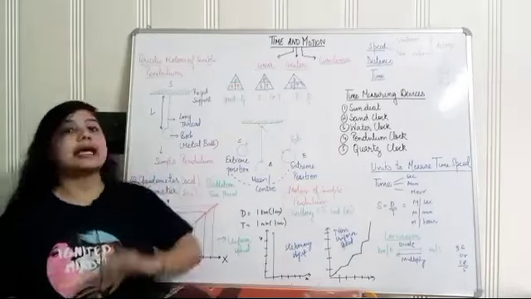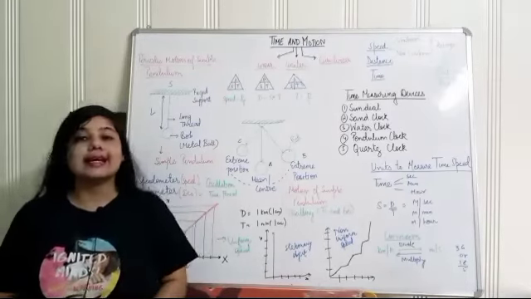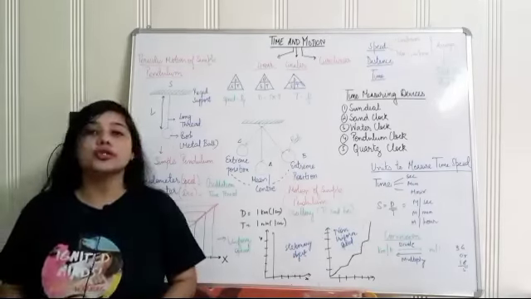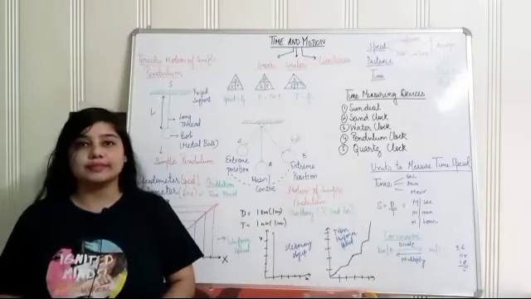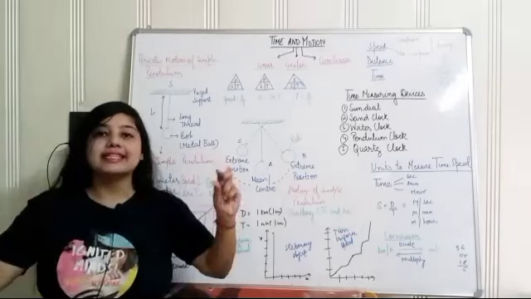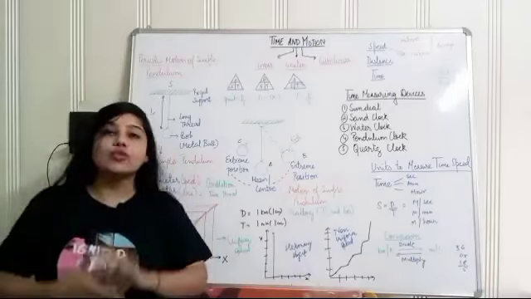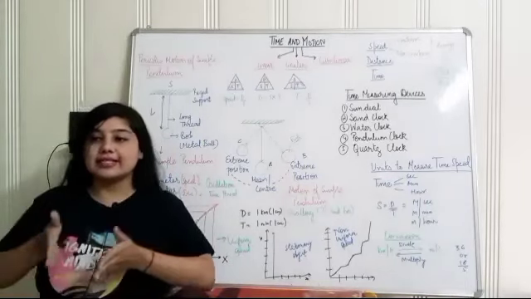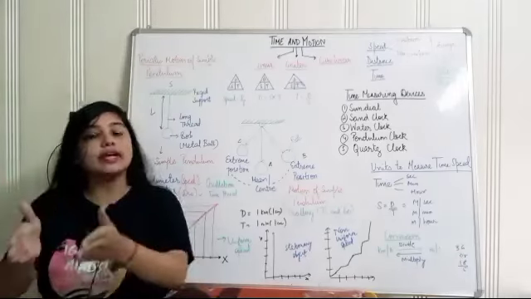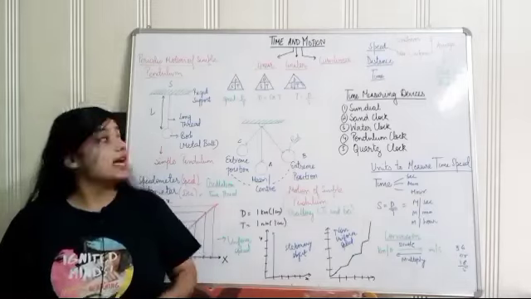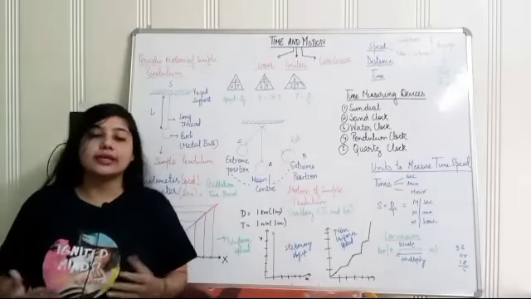Before going on to time and motion, you need to know that there are three kinds of motion: linear motion, circular motion and curvilinear motion. Linear, as the name suggests, linear line means a straight line. So linear motion will be motion in a straight line. Suppose if there is a straight path and we are walking on that path, that means it is a linear motion.